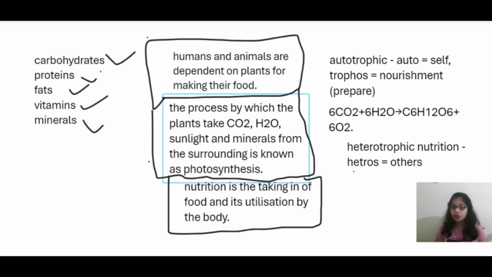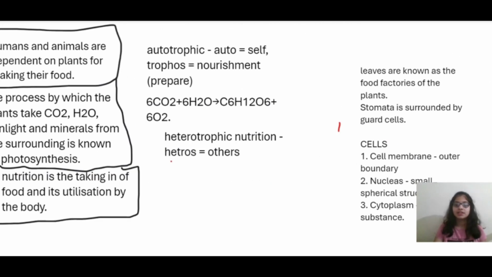Then, heterotrophic nutrition. In heterotrophic nutrition, heteros means others and tropos means nourishment or to prepare. In this, the organisms take the help of other organisms like the plants to make their own food. The example of heterotrophic nutrition can be the animals or humans. They are dependent on plants to make their food. Right?